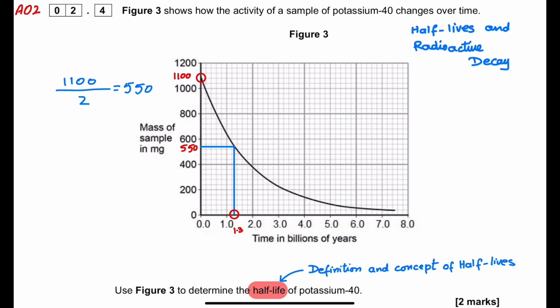We will use the graph. The maximum value in the beginning is 1100 milligrams. Half-life means the time when half of the nuclei will be left behind or half of the nuclei have decayed. So half of 1100 is 550. We will go on the graph. We will come here to 550. From 550 we draw a straight line to our graph. Then we draw a straight line from the graph towards the x-axis. The approximate value is 1.3 billion years.